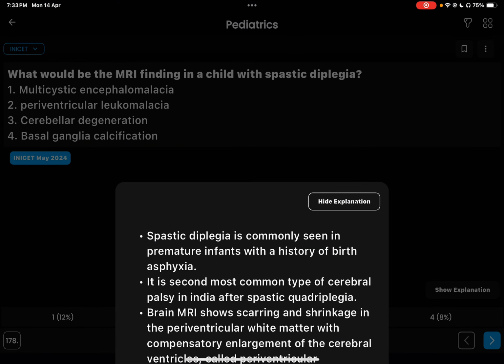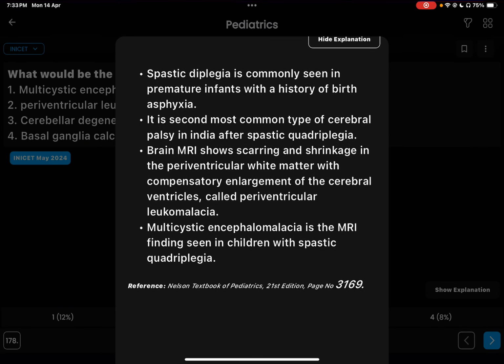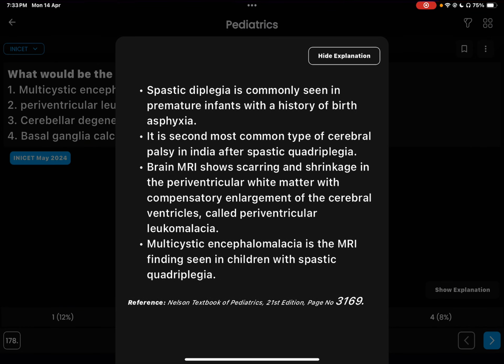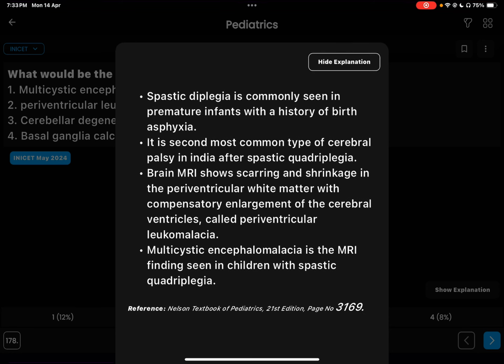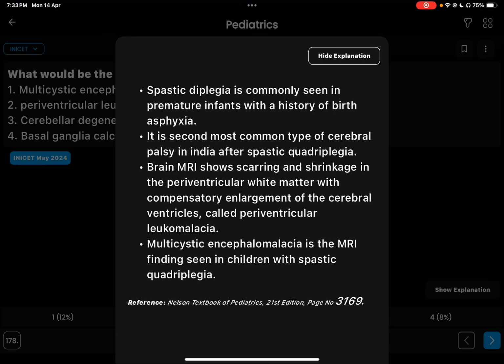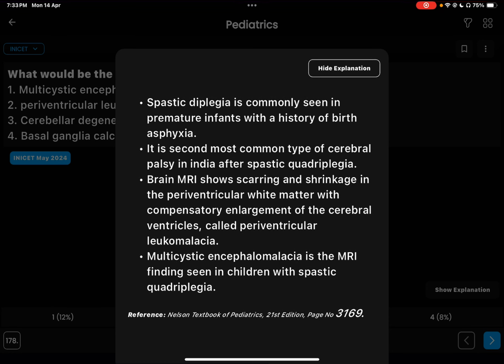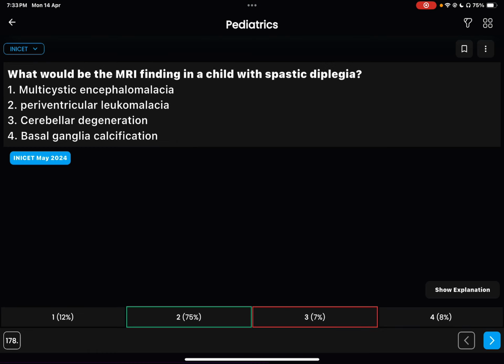Periventricular leukomalacia. It is due to birth asphyxia. What will be a finding of a child with spastic diplegia? First of all, spastic diplegia, your cause is hypoxia. And you see periventricular leukomalacia.